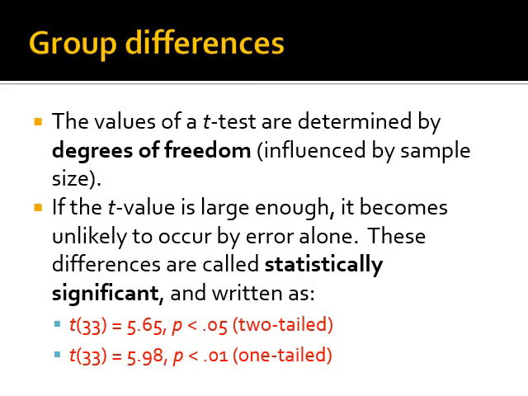So again, t of 33 in our second line, if you will, our second example, which means, again, we have 33 degrees of freedom for our t-statistic, influenced by sample size, gives us a statistic of 5.98 with a p-value of less than 0.01. And remember, we can have 0.01 as our criterion if we have a one-tailed test. And that's a significant result at less than 1% likelihood of occurring by error alone.